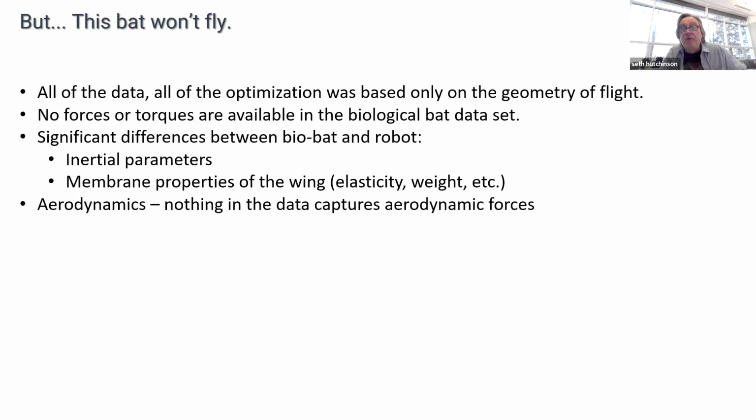There's no force, no torque available in the biological bat data set. So there's no way we were going to optimize for that kind of stuff anyway, since we didn't have any ground truth data. I didn't believe we would need to, but it turns out we did.